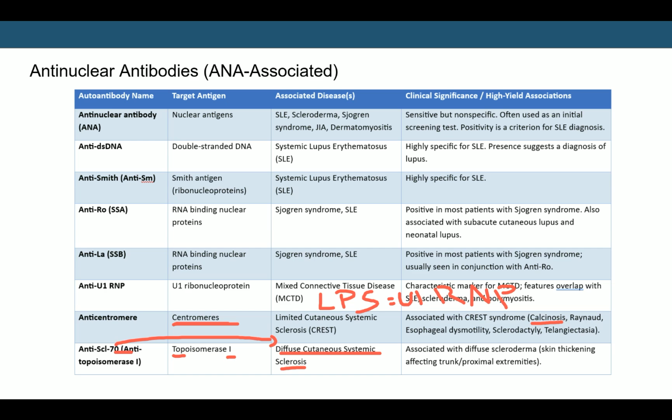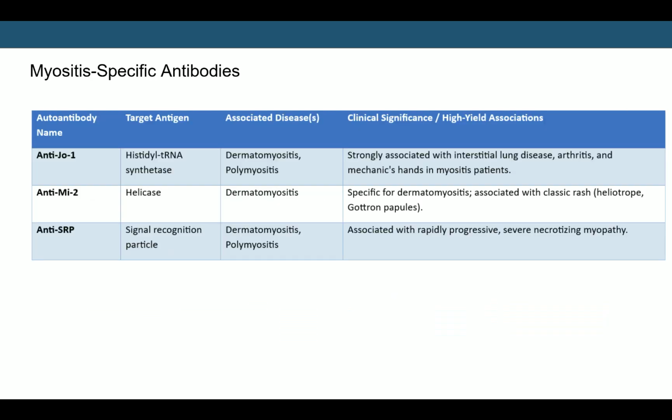For the myositis specific antibodies, we have anti-Jo1, anti-Mi2, and anti-SRP. So anti-Jo1 is basically anti-synthetase.